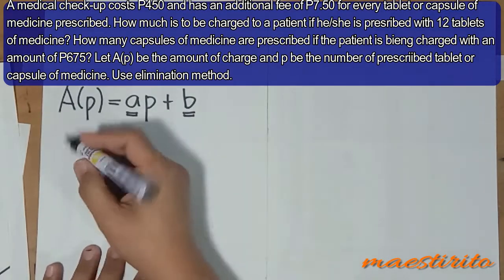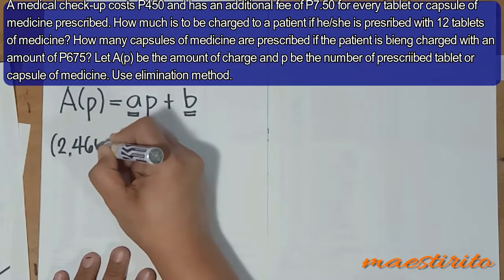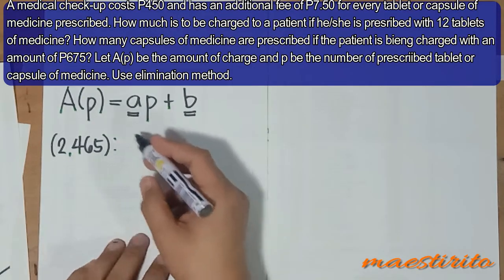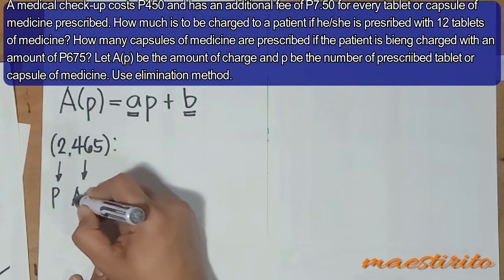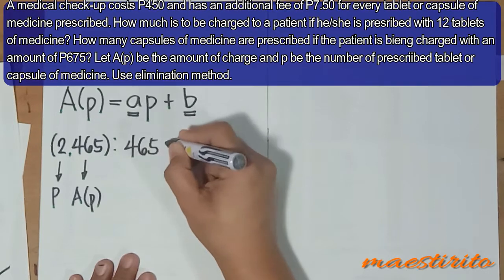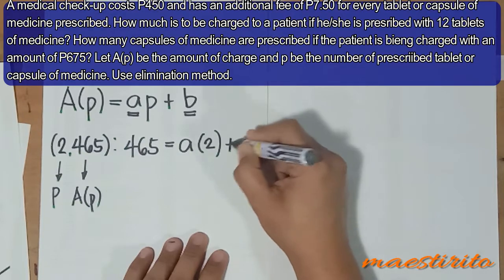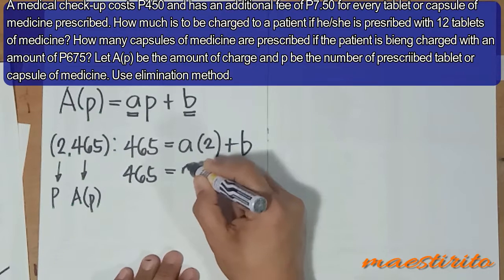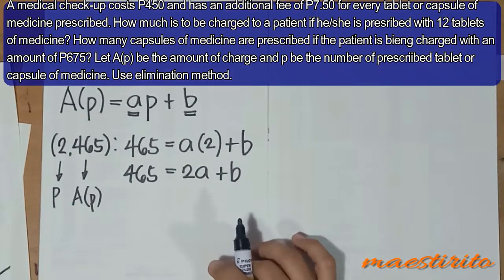So the first point is (2, 465). For this one, this is the P and this is the A of P. So I'll have 465 equals a, and our P is 2, plus b. So this will give me 465 equals 2a plus b. So that's my first equation that I'll be using for my elimination method.